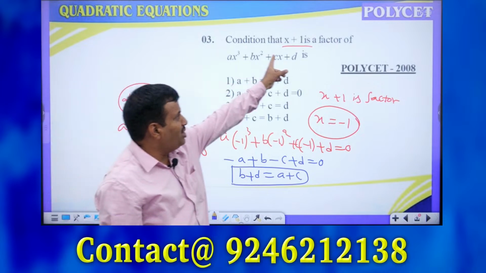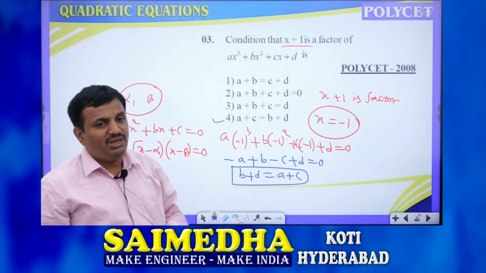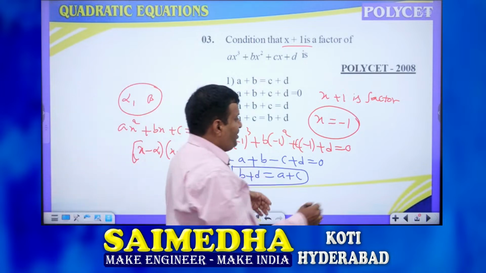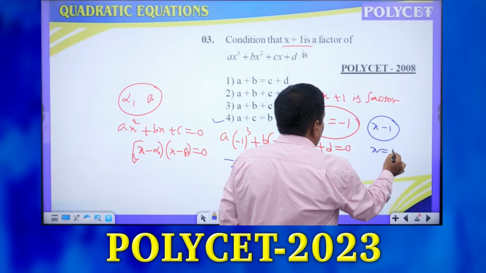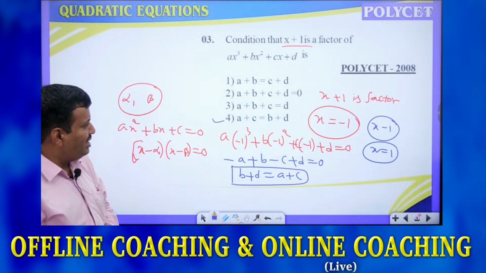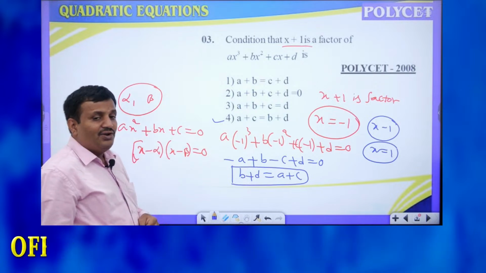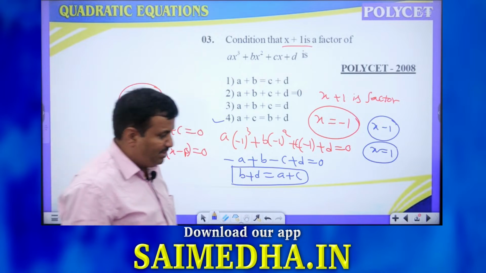ఇక్కడ ఏమని చెప్తుంది చూడండి, x plus 1 is a factor. x plus 1 factor అన్నప్పుడు x is equals to ఏమైతుంది, -1 is a root. If we will say x minus 1 is a factor, then x is equals to 1 is the root. Confuse అవ్వద్దు, factor కి root కి confuse అవ్వద్దు. What is the correct answer here? Fourth option is the correct answer. A plus c is equals to b plus d.